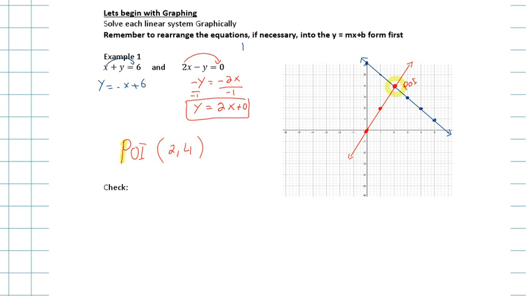Labeling, right? So what you can do, you can actually label them. So write y equals 2x, right? And then for this one, you can write y equals negative x plus 6. You must label your lines. You're not going to use different colors. You must label your lines, okay?